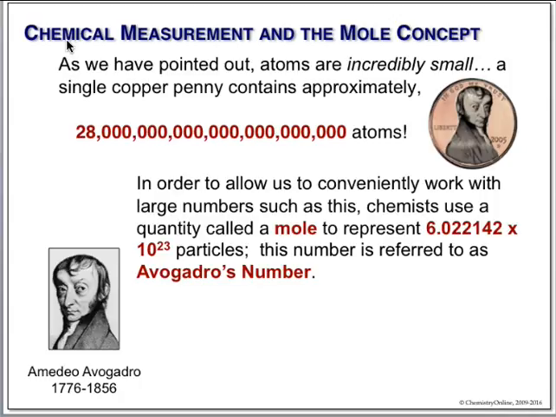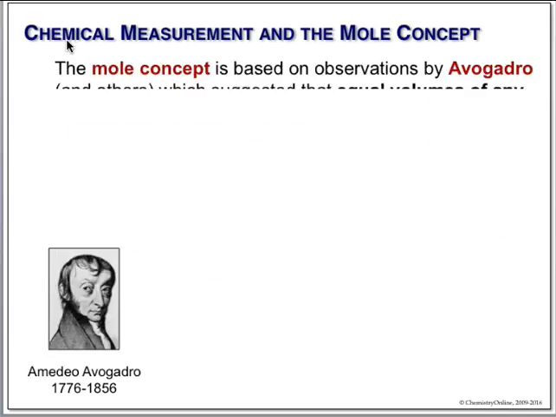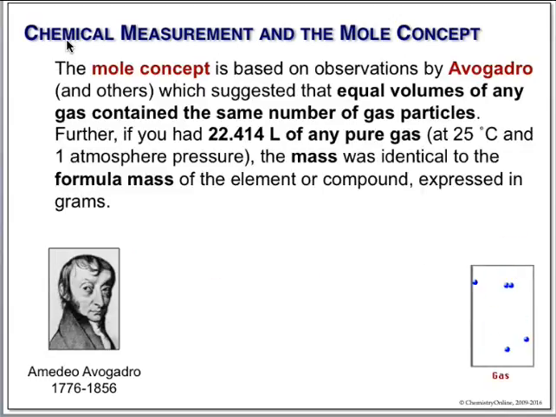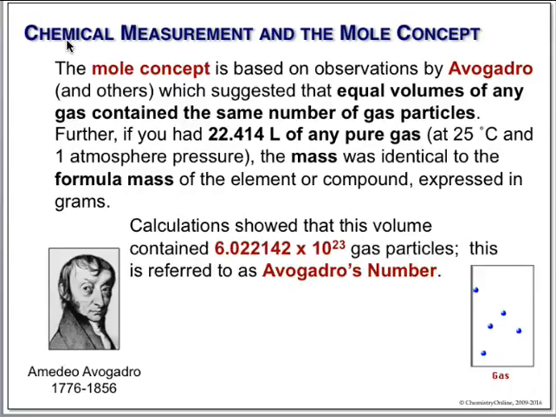A mole is nothing more than a unit describing 6.02 times 10 to the 23rd things. Now that's a huge number. But this is defined as a mole. Now this odd number came about from some work that Avogadro did with gases. What he suggested originally was that equal volumes of any gas contain the same number of particles. So that's a hard concept to swallow, but it's true. And when we do the gas laws, we'll talk more about that too.